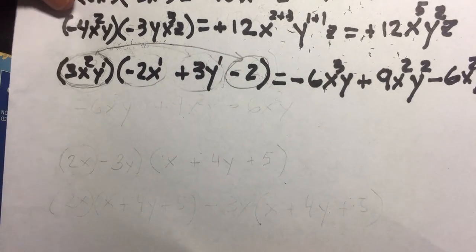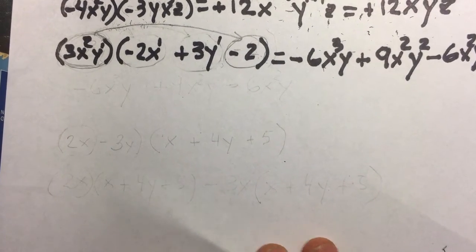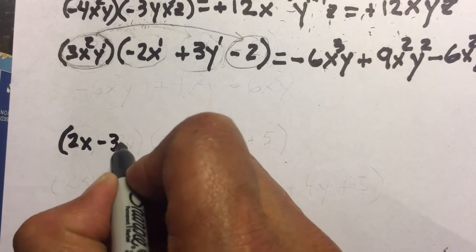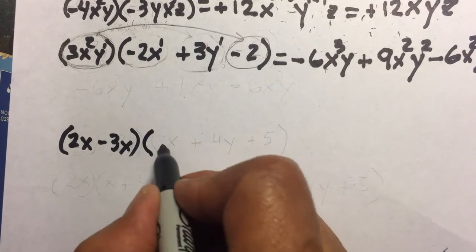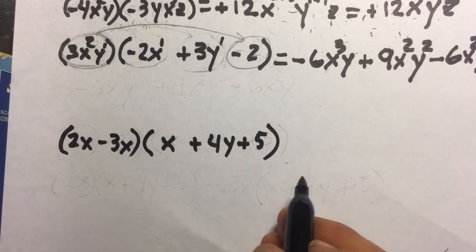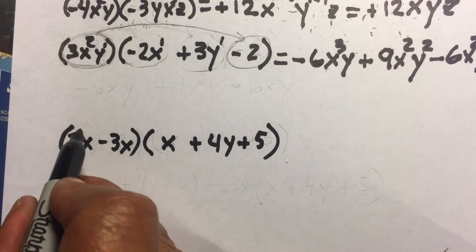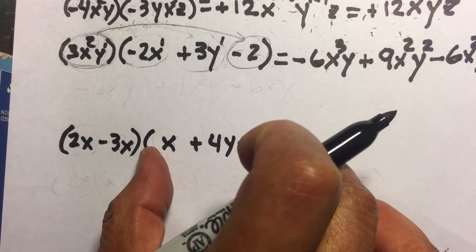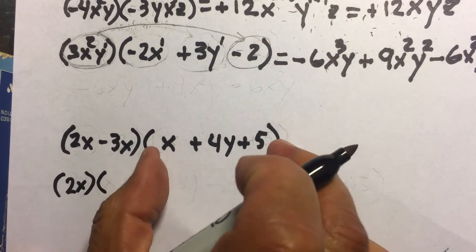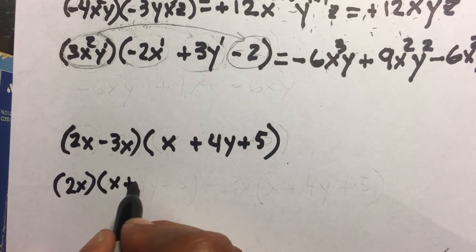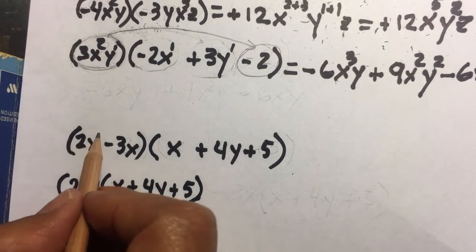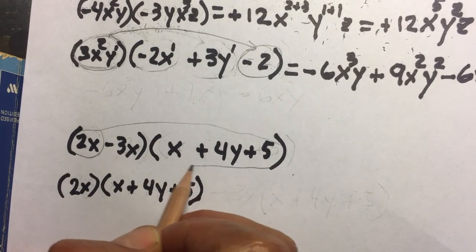Let's go to a multiplication of a binomial like 2x minus 3x with a trinomial, x plus 4y plus 5. Well, we are going to multiply 2x times the entire expression of the trinomial. So 2x times the entire expression here, x plus 4y plus 5. Okay? So we multiply this times this entire expression.